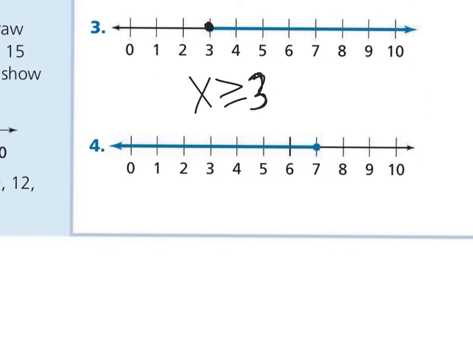And number 4 has a closed circle at 7 and going to the left. So that would be x is less than or equal to 7.